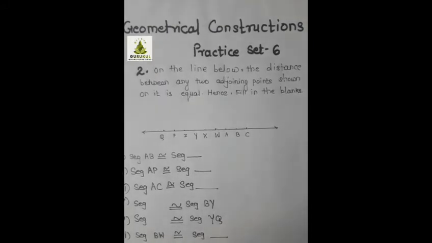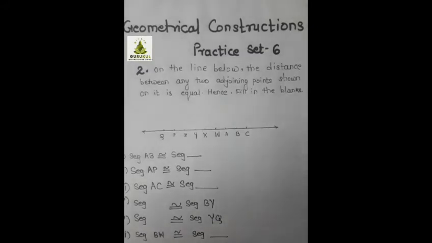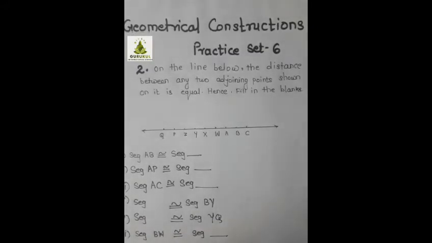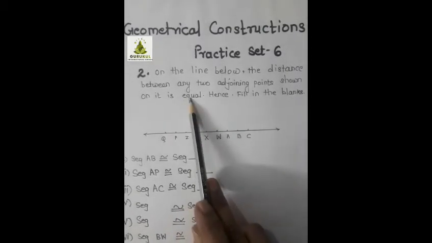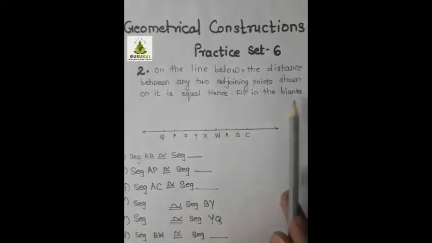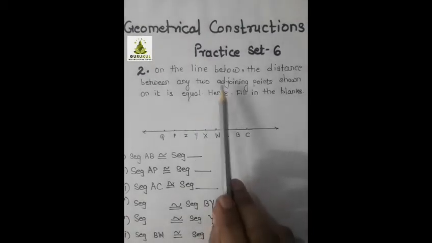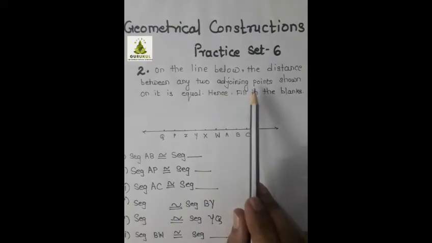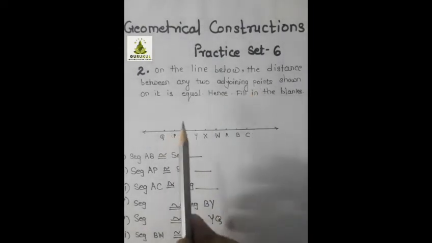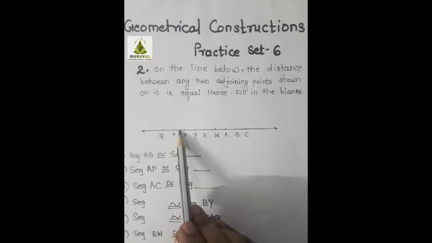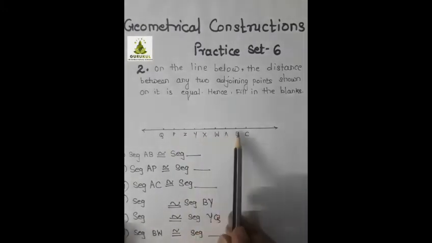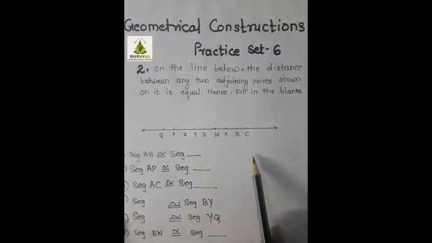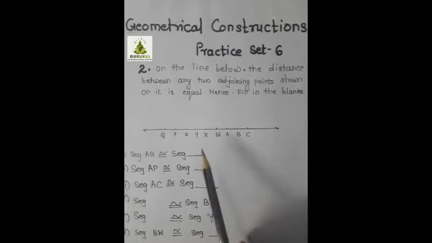In practice set 6, question number 2. On the line below, the distance between any two adjoining points shown on it is equal. Hence, fill in the blanks. Now, the distance between any two adjoining points, the neighboring points. So what they told is that this distance is the same for all segments, and knowing this information, we have to write the answers for these questions.